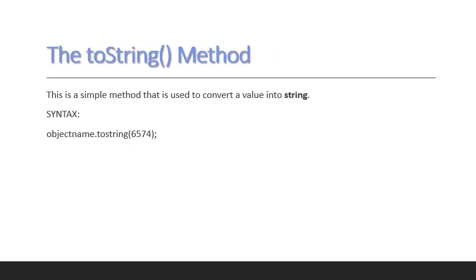Next is the toString method. This is a simple method that is used to convert a value into a string. For example, you have written 6574. It will give you a string value, meaning in double quotes it will return you 6574.